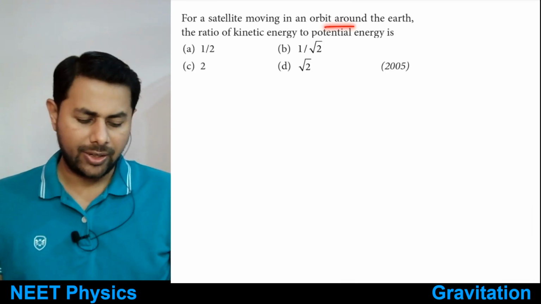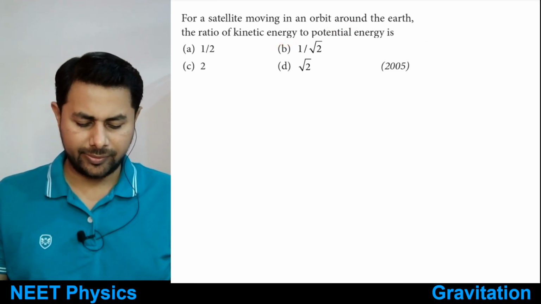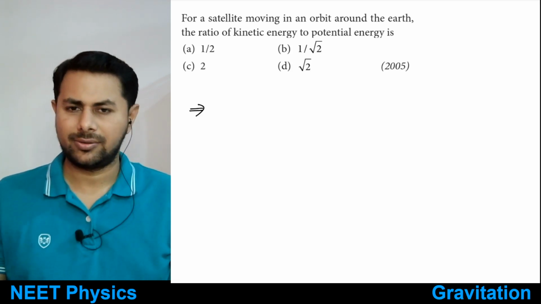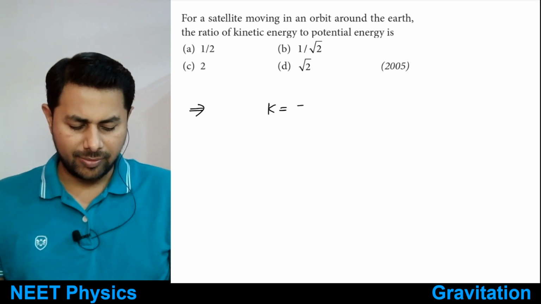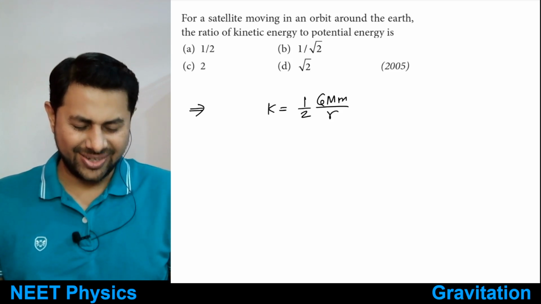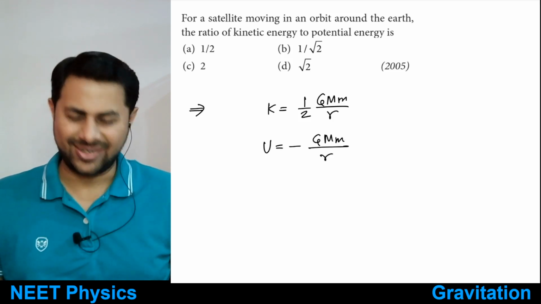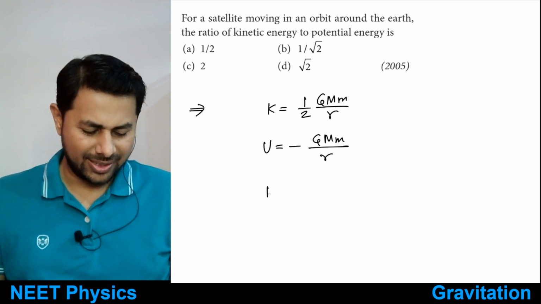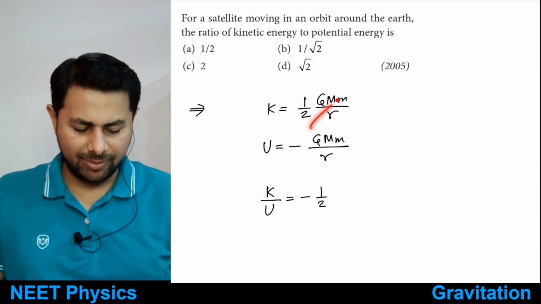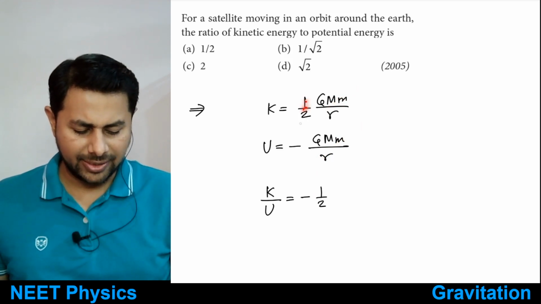For a satellite moving in an orbit around the Earth, the ratio of kinetic energy to potential energy is? Tell me, what is the ratio? Kinetic energy is half of GMm divided by r. Potential energy is equal to minus of GMm divided by r. If you take the ratio of these two, kinetic energy to potential energy, GMm and r get cancelled out, and you get minus half.